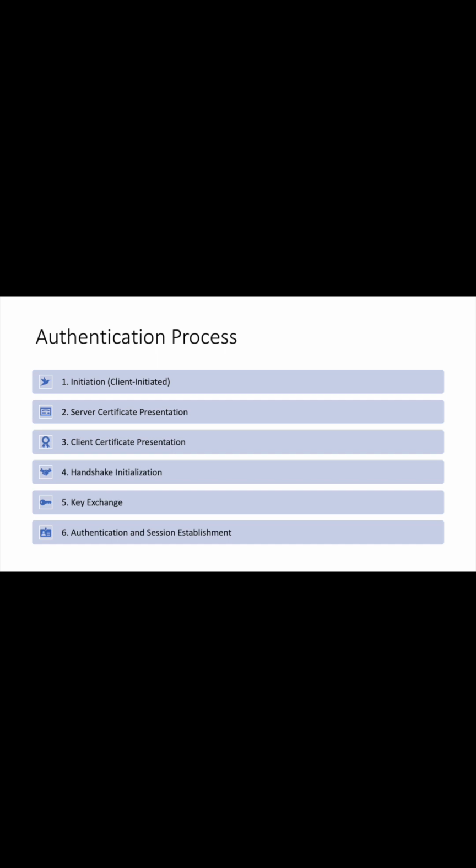Next, the key exchange. The handshake involves securely exchanging a session key that will be used to encrypt and decrypt data between the client and server. Public key cryptography is used for the key exchange, ensuring the confidentiality of the key even if intercepted. Now we've completed the authentication and session establishment. Once the handshake is successfully completed, both the client and server are assured of each other's authenticity. A secure session is established. All further communication between the client and server is encrypted and secure, protecting the data exchanged during the session.